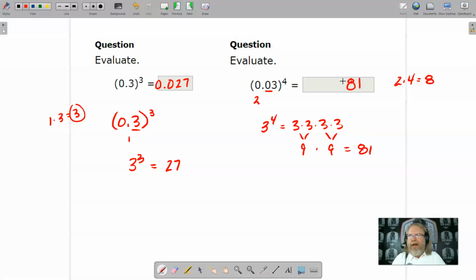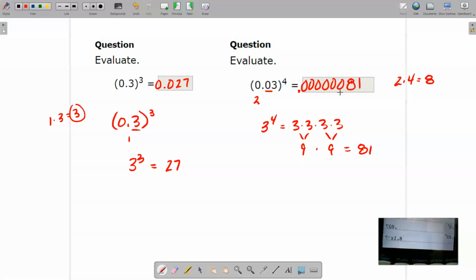So I've got 2 of them already. So I need 6 zeros. 1, 2, 3, 4, 5, 6. And 1, 2, 3, 4, 5, 6, 7, 8. Okay, that should be it there. So I'm going to go ahead and test that on my calculator. 0.03 raised to the power of 4. And sure enough, I get 8.1 e minus 7. So that means move the decimal place over 7 places, and then I would have the same thing. So that's what it looks like in calculator notation.